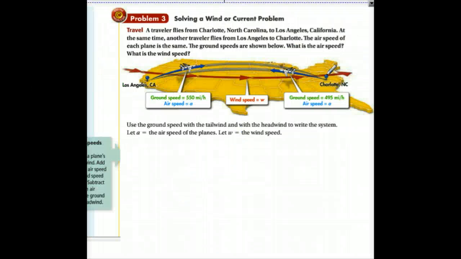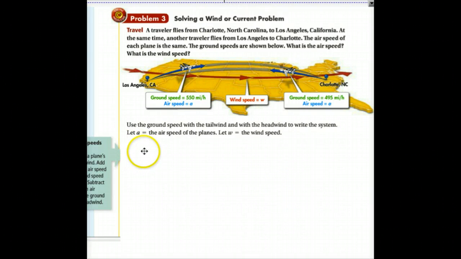So using that, we're going to set up two equations. A traveler flies from Charlotte, North Carolina to Los Angeles, California. At the same time, another traveler flies from Los Angeles to Charlotte. The airspeed of each plane is the same. The ground speeds are shown below. What is the airspeed? What is the wind speed? All right, so let A equal the airspeed of the planes. Let W equal the wind speed. I'm going to set up two equations.